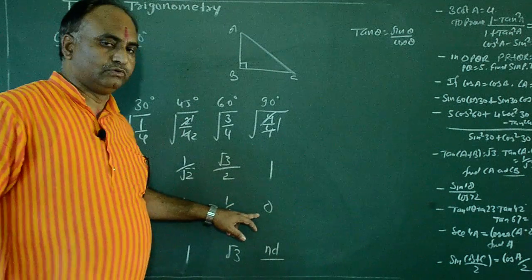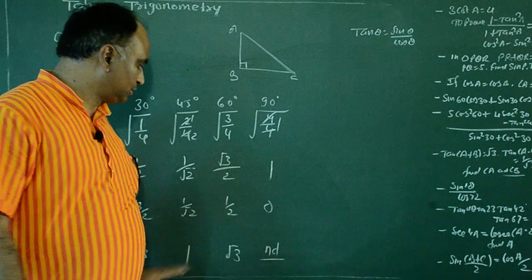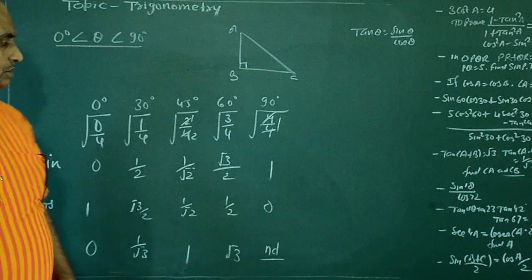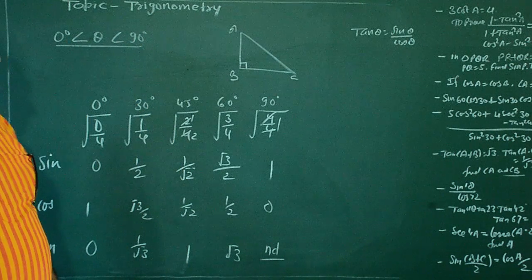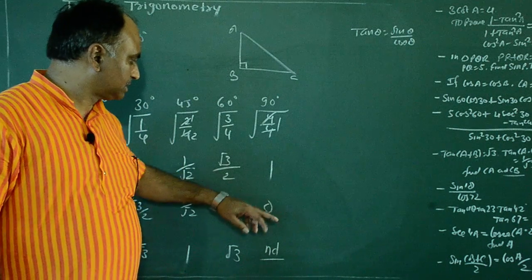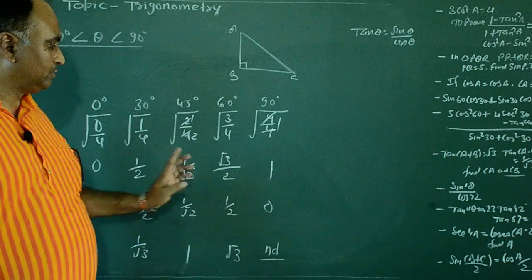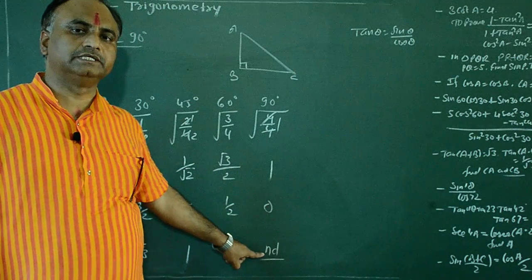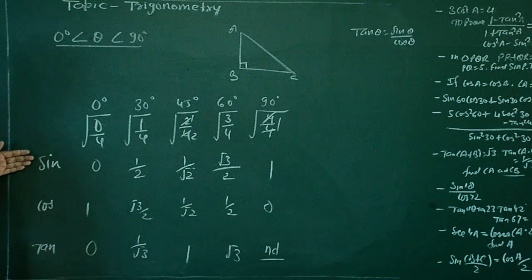1 upon 0. When you will divide 0 by any number, you will get 0. But when you will divide here 1 or any number by 0, then this value is not defined. In your old books, in some books, it is written infinity, but you have not to say infinity, you have to write nd, and you have to say not defined.